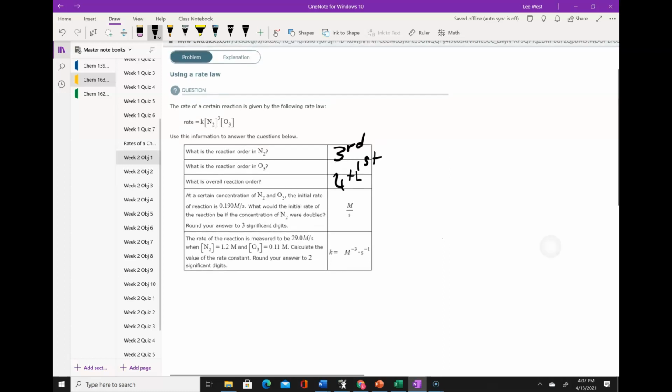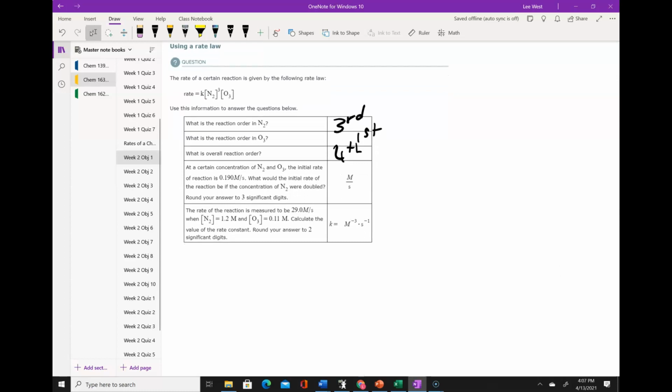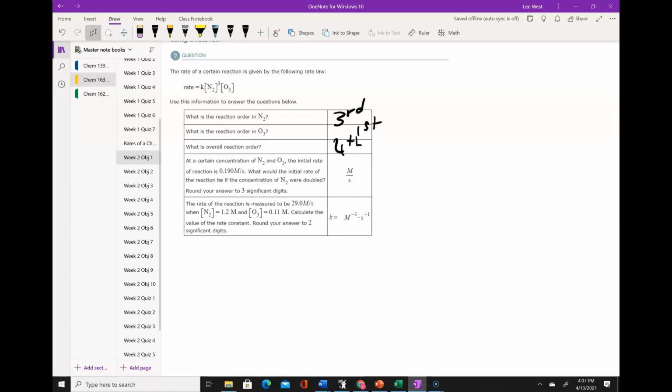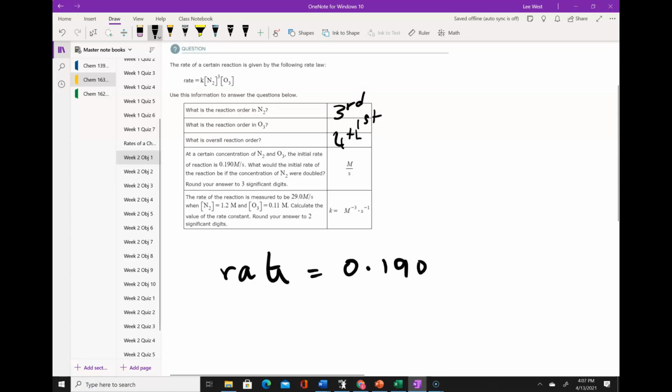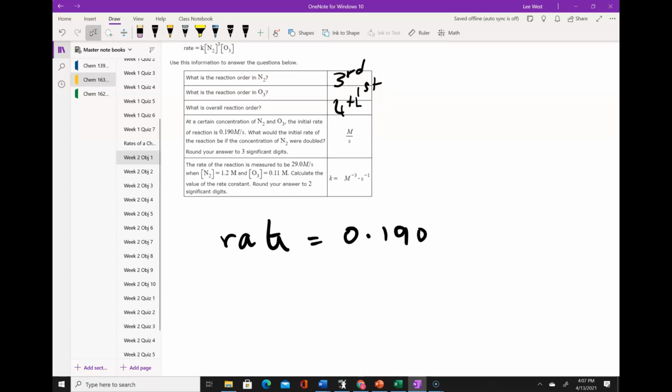So that's pretty simple stuff, just understanding what we mean by that terminology. And then it says at a certain concentration of N2 and O3, the initial rate of the reaction is 0.19. So rate equals 0.19. And then it says, what would the initial rate of the reaction be if the concentration of N2 were doubled?